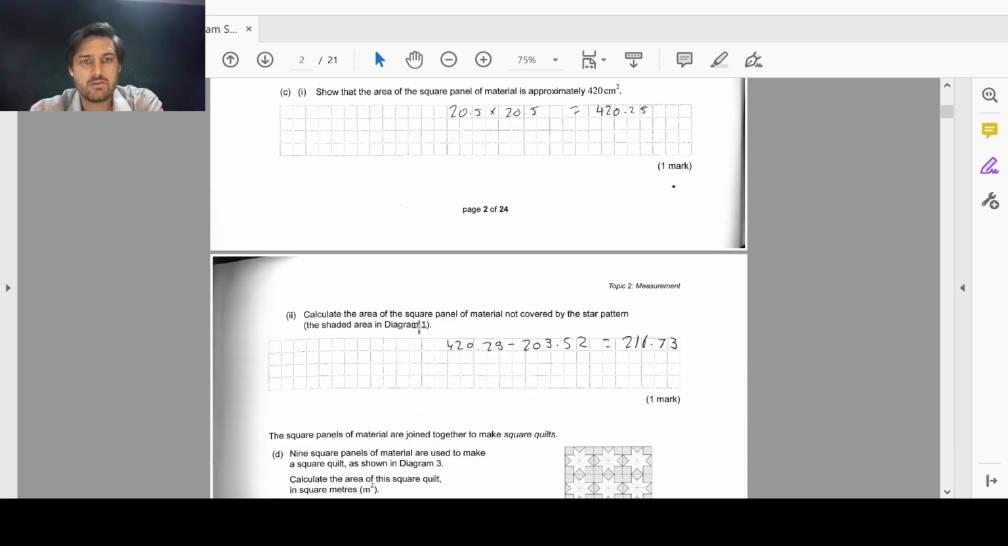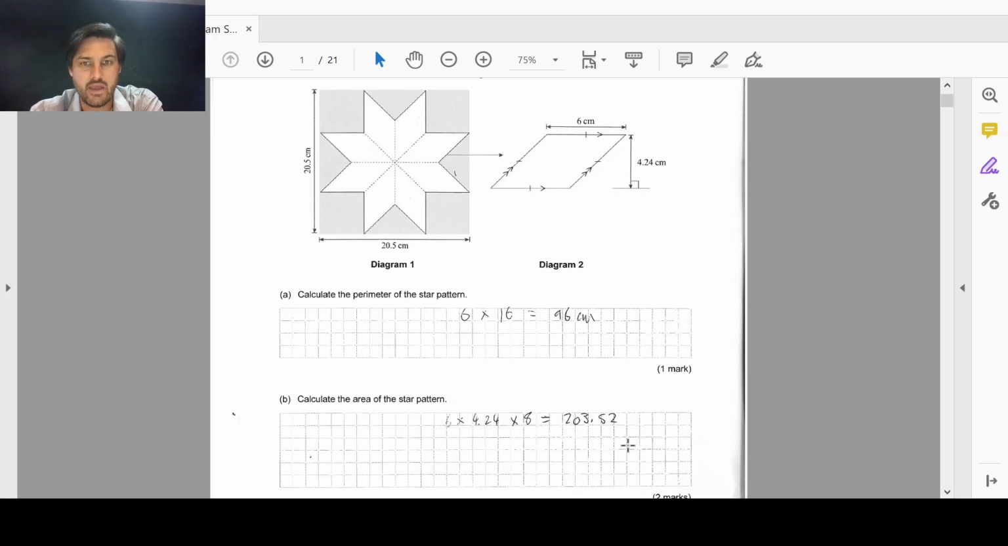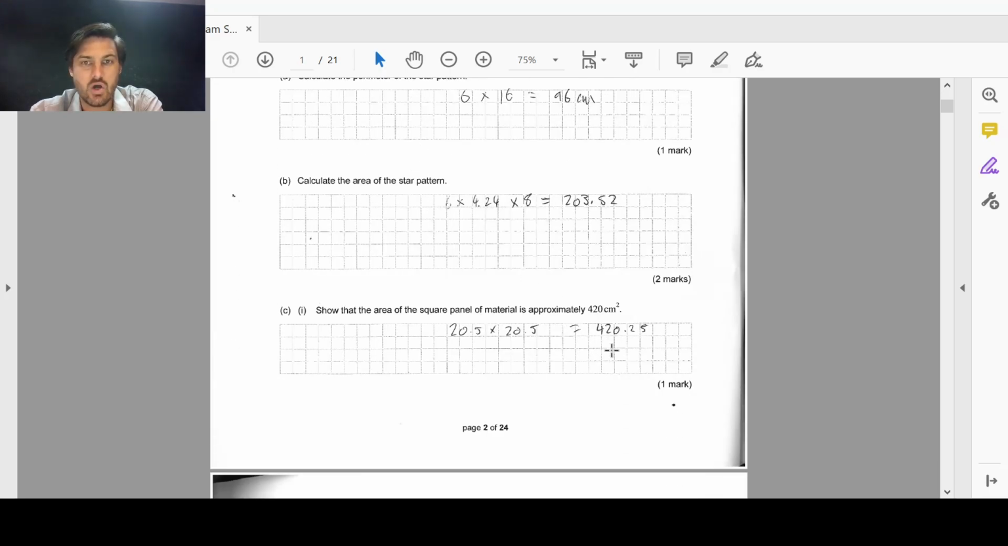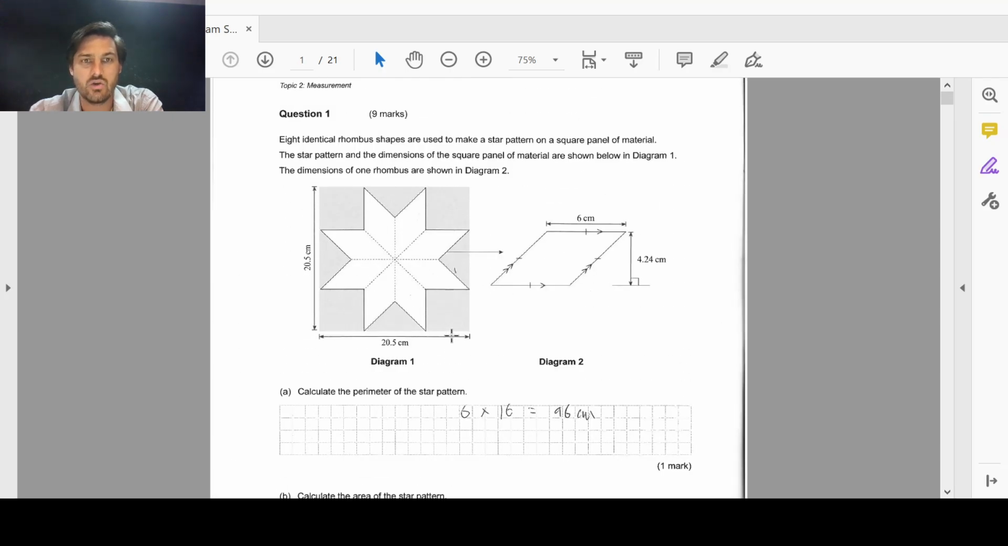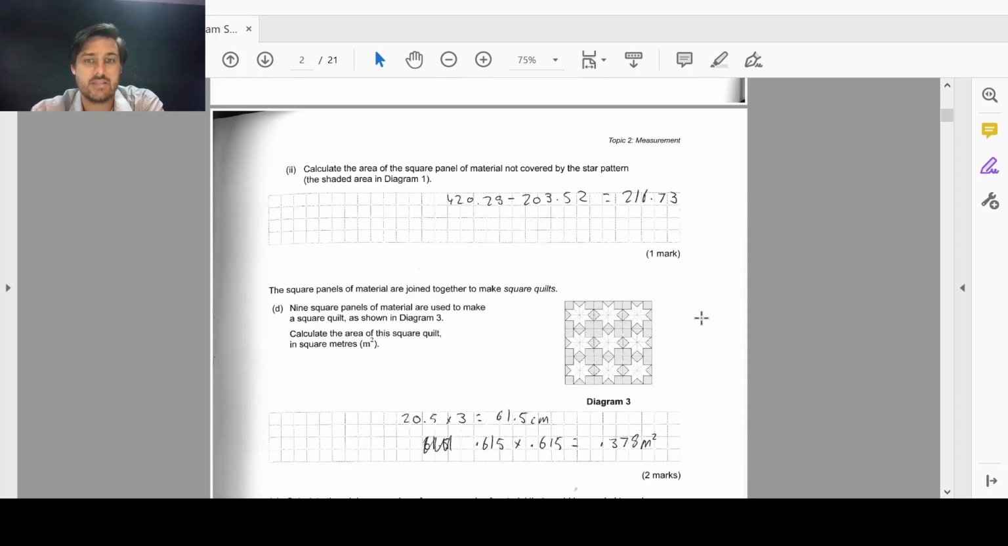Next one, calculate the area of the square panel of material not covered by the star pattern. All right, we figured out that the area of the star was 203.52. That's this white bit in here. We figured out that the area of the entire square panel is 420.25. So the area that is not covered by the star pattern is just the total, take away the area of the star pattern, which gave us 216.73 centimeters squared.